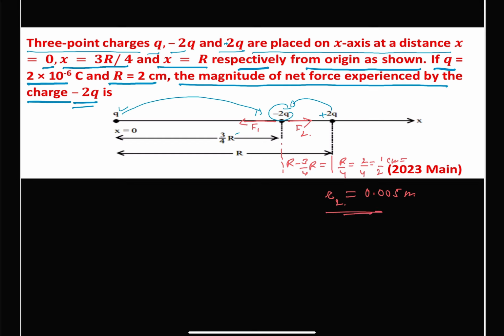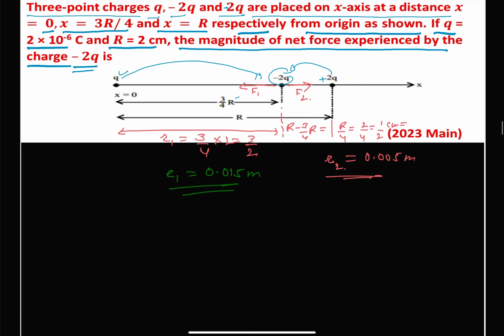Similarly, we can find out this portion, that is R1. R1 will be equal to 3 by 4 times r, that is 2 centimeter, which comes as 3 by 2 centimeters. So R1 will be equal to 0.015 meters. So we found out R1 and R2. Now we can use the force formula, Coulomb's law basically.